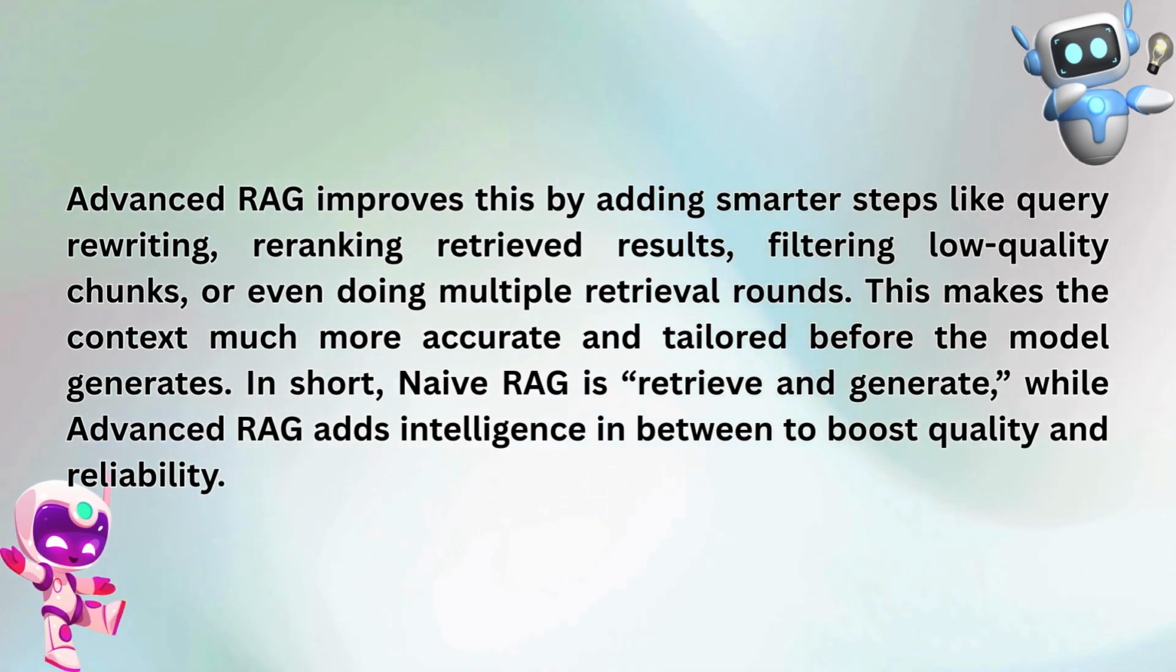Advanced RAG improves this by adding smarter steps like query rewriting, re-ranking retrieved results, filtering low-quality chunks, or even doing multiple retrieval rounds. This makes the context much more accurate and tailored before the model generates. In short, naive RAG is retrieve and generate, while advanced RAG adds intelligence in between to boost quality and reliability.